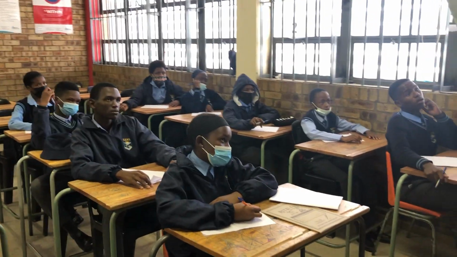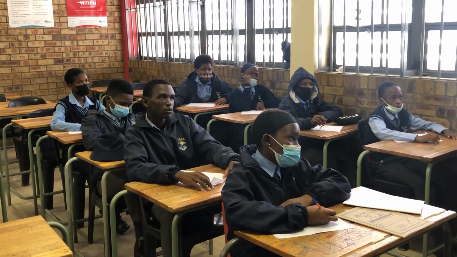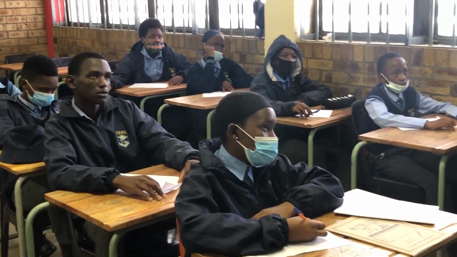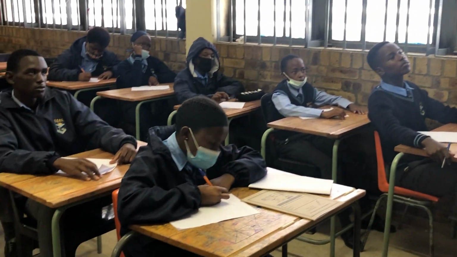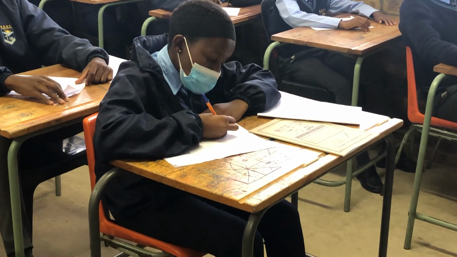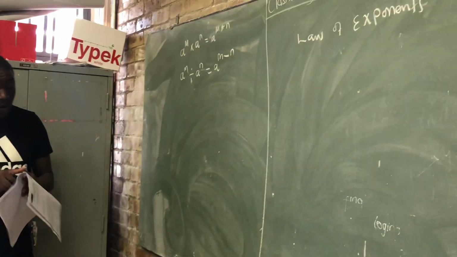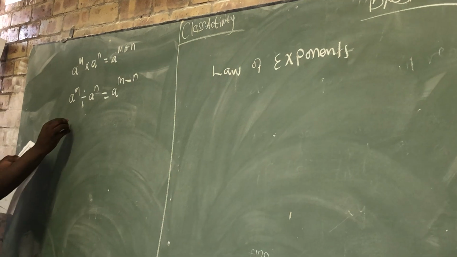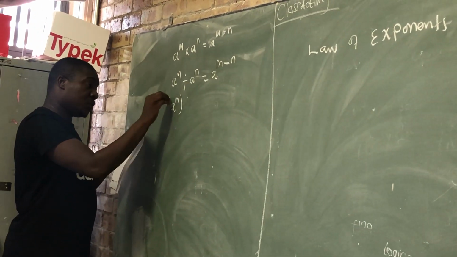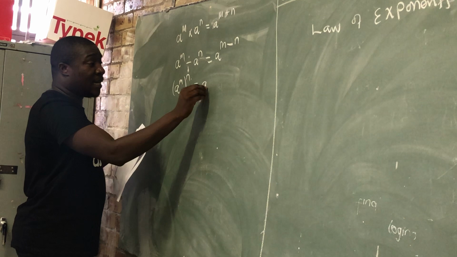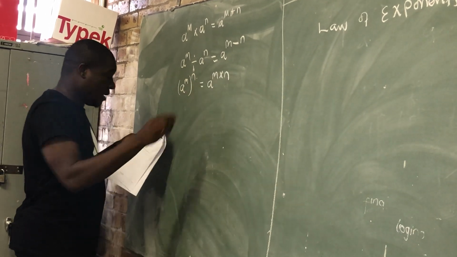You remember there was this law: a to the power m multiplied by a to the power n equals a to the power m plus n, where you add the exponents. The other one says a to the power m divided by a to the power n is the same as a to the power m minus n. And we have another law where a to the power m, to the power n, is the same as a to the power m multiplied by n.